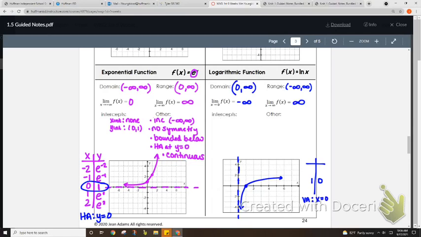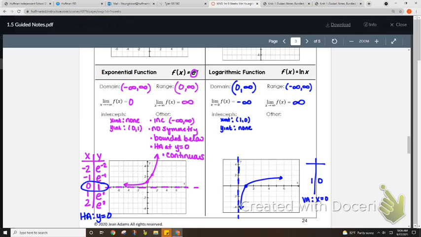Intercepts, there is no x-intercept, that's the vertical asymptote. And the y-intercept is at that point (1, 0). I'm sorry, I said that backwards. Totally said that backwards. The x-intercept is at the (1, 0). And the y-intercept is that vertical asymptote, so there is none. Sorry about that.